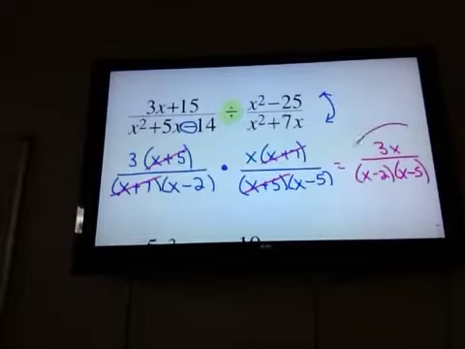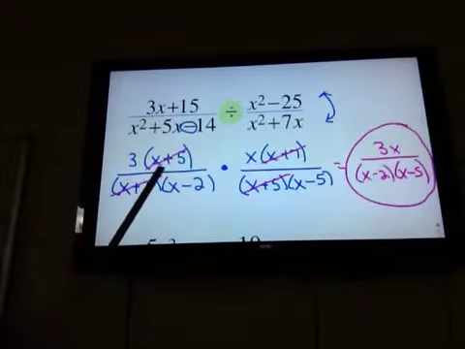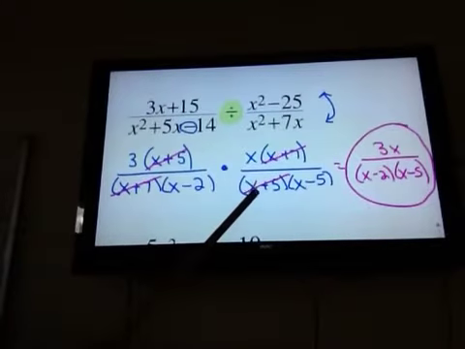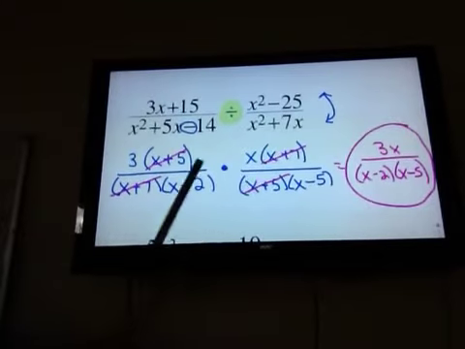Yes? Would this be like the negative? Not on this one. Because they're exactly the same. X plus 5, x plus 5. X plus 7, x plus 7. Thank you. The next one is though. You guys are like asking the question here.